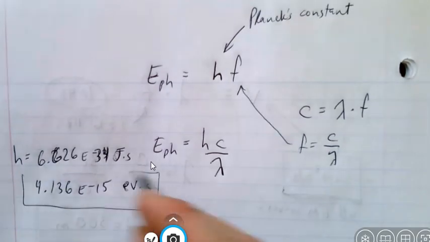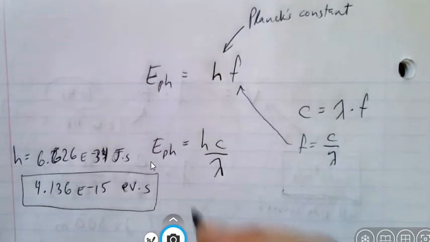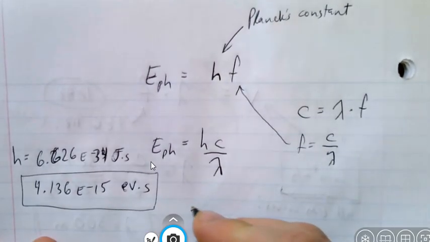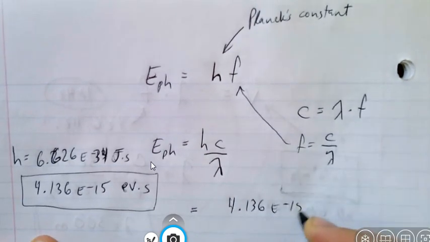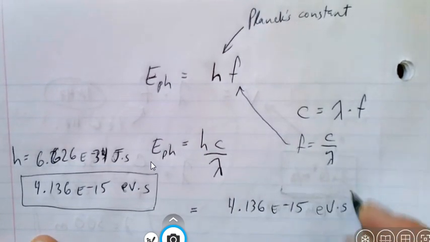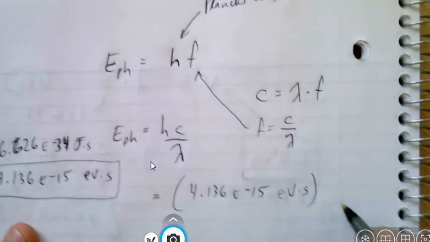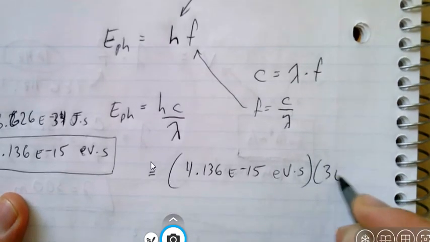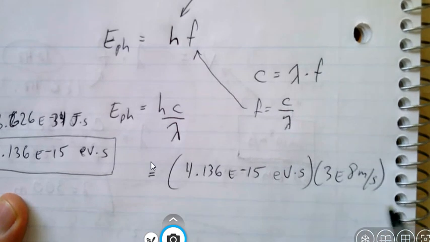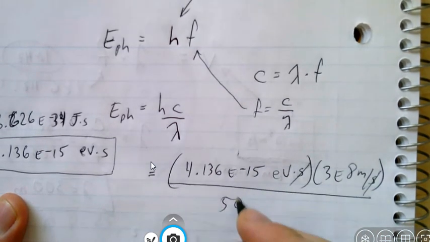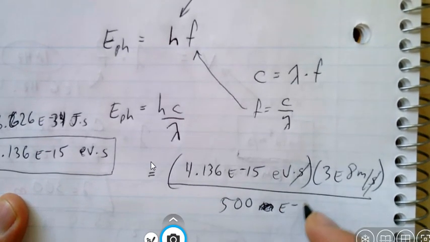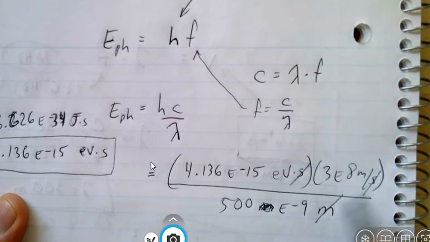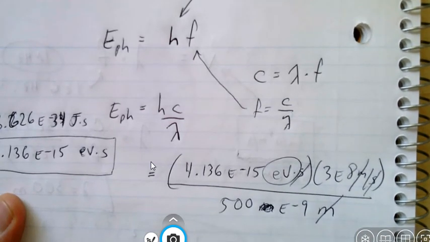We're going to use the one that's in eV since we were asked in this case what the electron volts was. So here, we do 4.136 times 10 to the minus 15 eV times seconds, and we have c, well, we know what c is. That's 3 times 10 to the 8th meters per second. So interestingly, it looks like our seconds are canceling out here. And then we're dividing by the wavelength, which was given as 500 nanometers, so 500 times 10 to the minus 9 meters. So the meters here are canceling out, and now we're only left with eV.